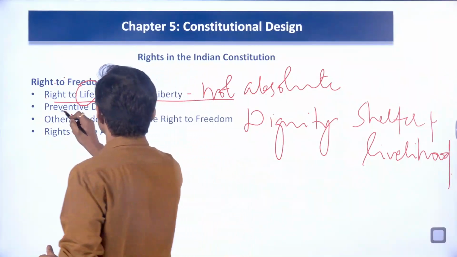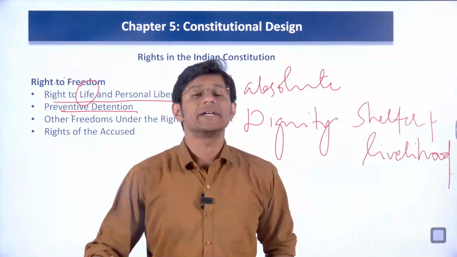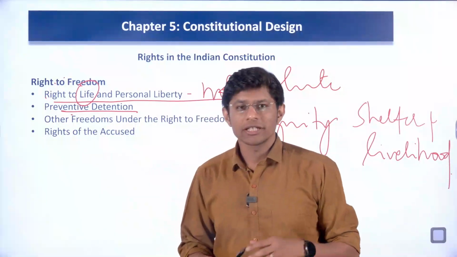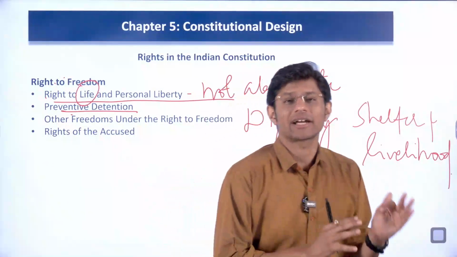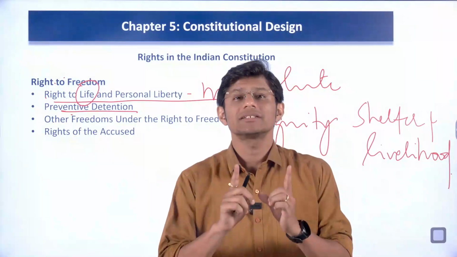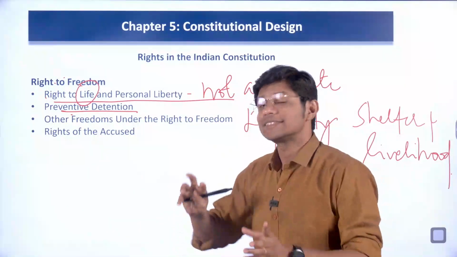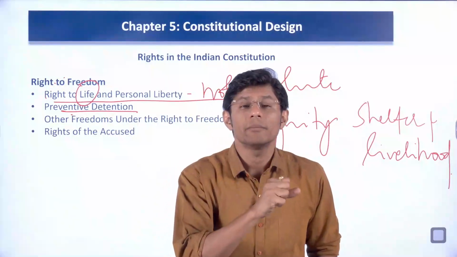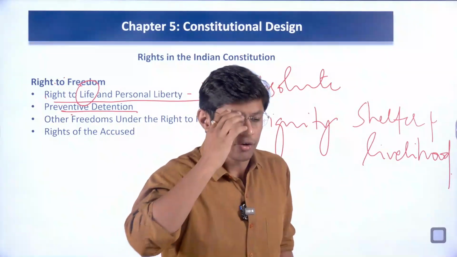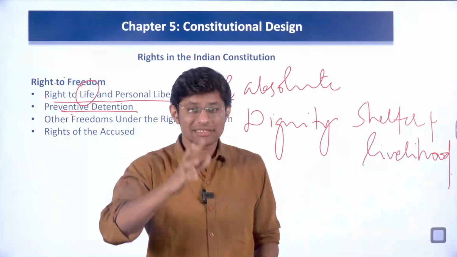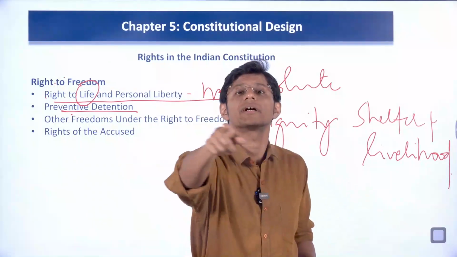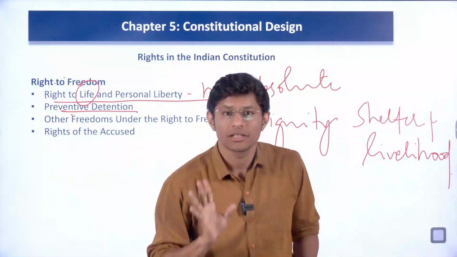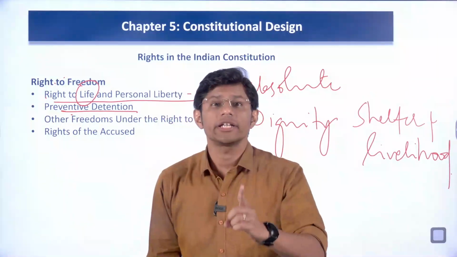Now we'll understand the concept of preventive detention. What is preventive detention? See, usually a person is arrested only when a person commits a crime. Now, in some cases, a person can be arrested or detained before committing a crime. Which means whenever the police has a suspicion that this person may commit a crime, the police detains the person. This is referred to as preventive detention.